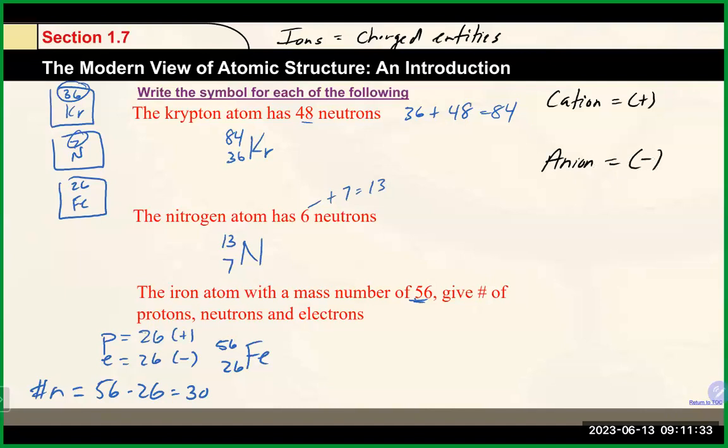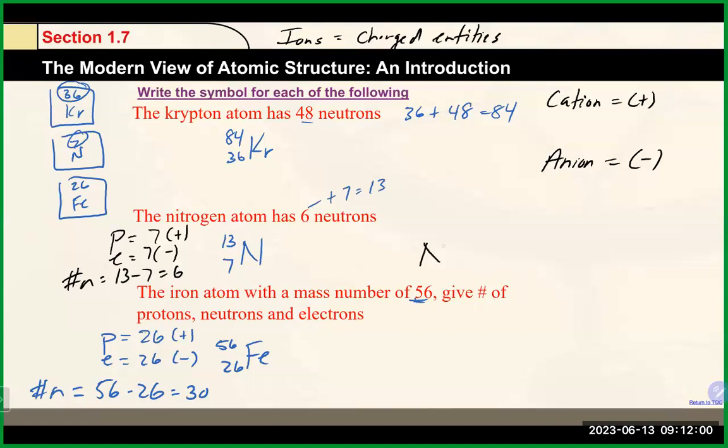So for example, we'll just borrow these two on this slide. If we look at our nitrogen, for example, to start with, our nitrogen here has 7 protons. In terms of our electrons, because it's neutral, it also has 7 electrons. And then our neutrons, 13 minus 7, which gives us our 6.